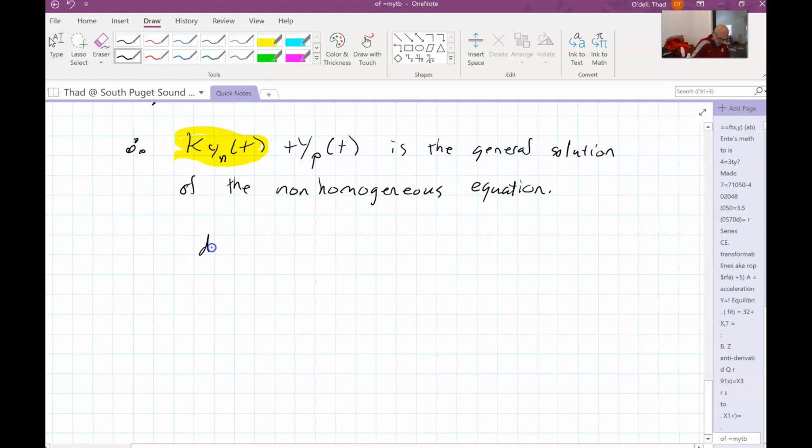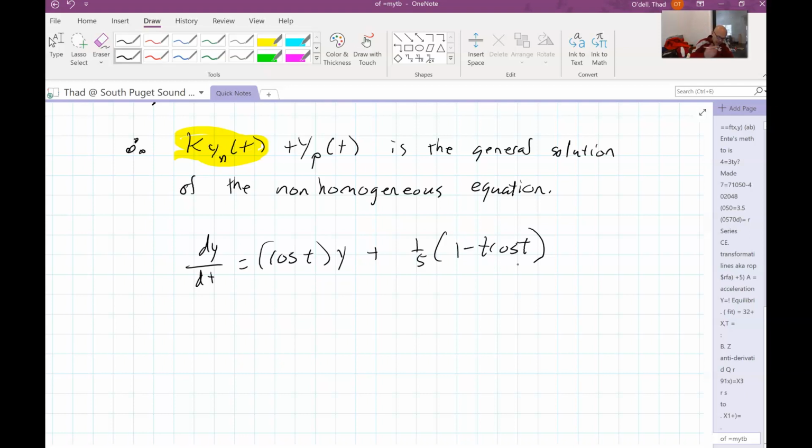So let's say, for example, we have dy/dt equal to cosine of t times y plus 1/5 times 1 minus t cosine t. So we'll start out by finding the k times y sub h of t. So we're going to find the homogeneous solution, in other words, the solution to just this part.